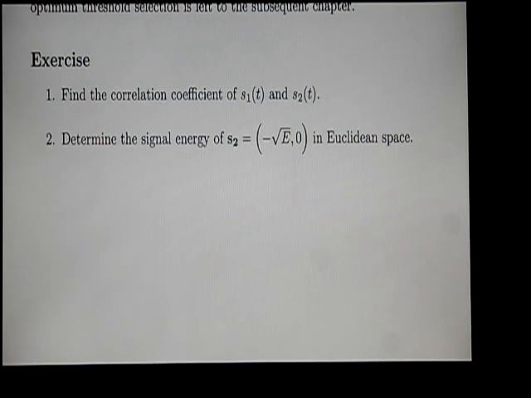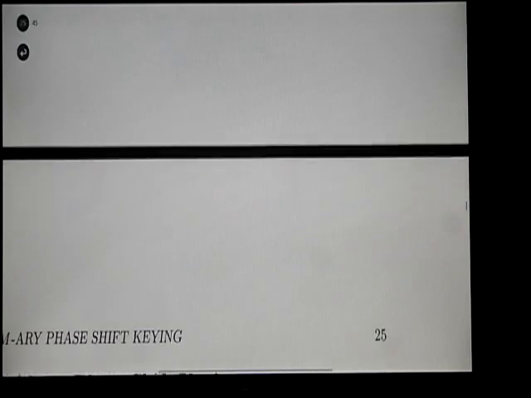The second question is to determine the signal energy of S2. This signal is given in Euclidean space, with coordinates minus under root E comma 0. You can determine its signal energy. Try to represent it in the form of basis functions, S2 of t, and then square and integrate the signal, and you will get the energy of the signal.